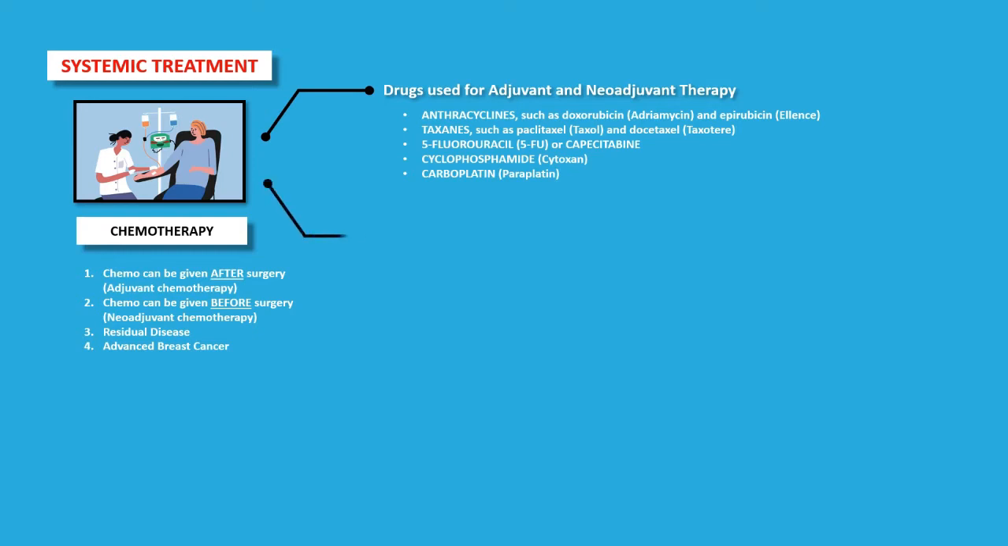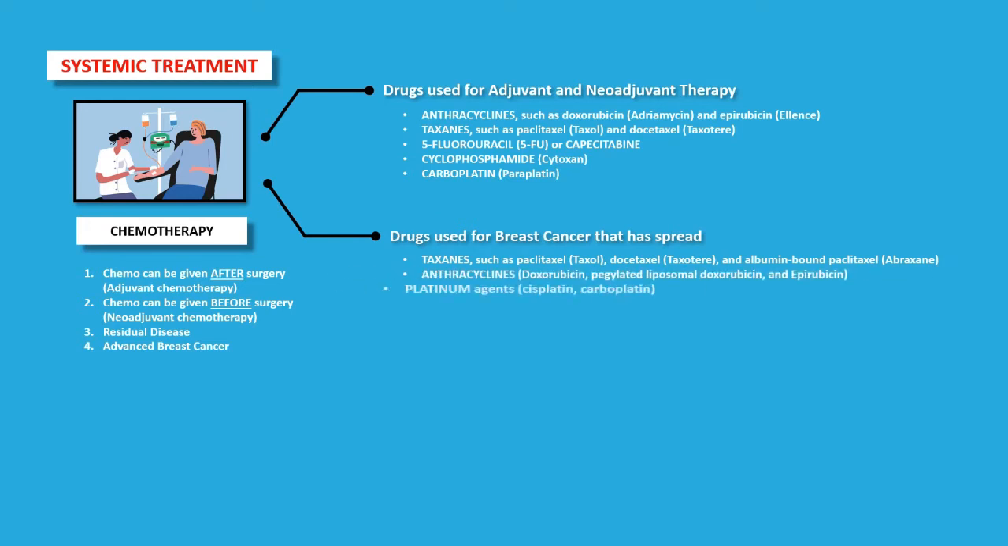And here are some chemo drugs used for breast cancer that has spread: taxanes, anthracyclines, platinum agents, vinorelbine, capecitabine, gemcitabine, ixabepilone, eribulin. Although drug combinations are often used to treat early breast cancer, advanced breast cancer more often is treated with single chemo drugs. Still, some combinations such as paclitaxel plus gemcitabine are commonly used to treat advanced breast cancer.